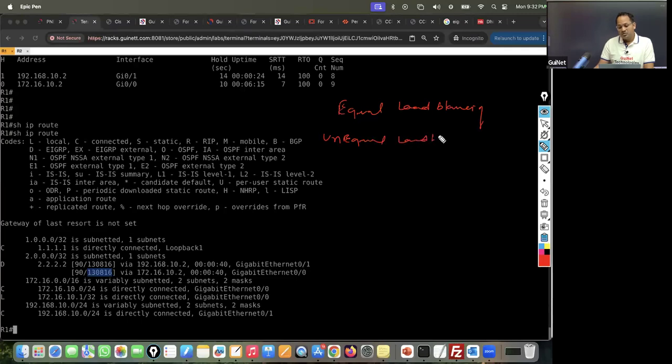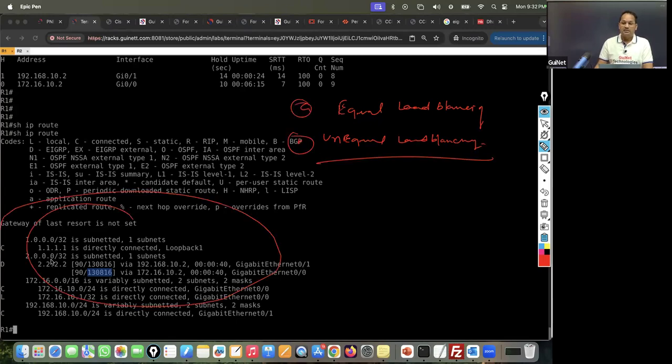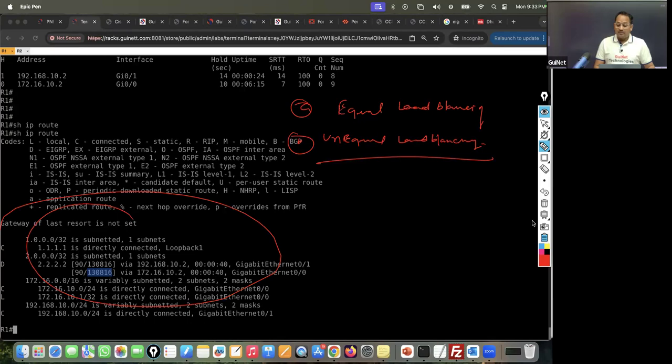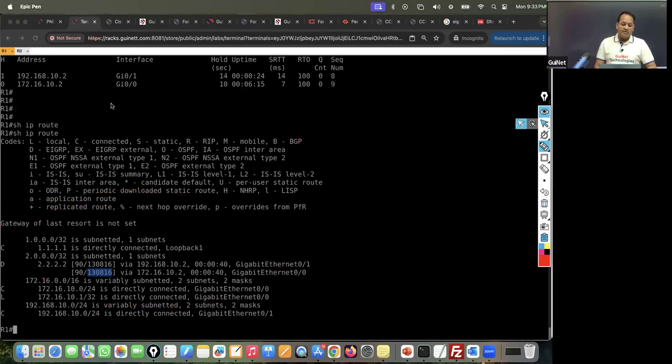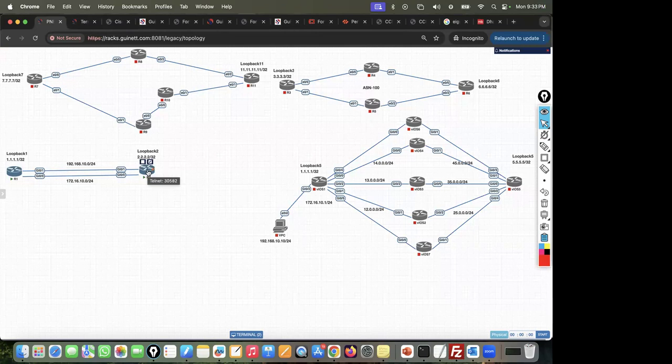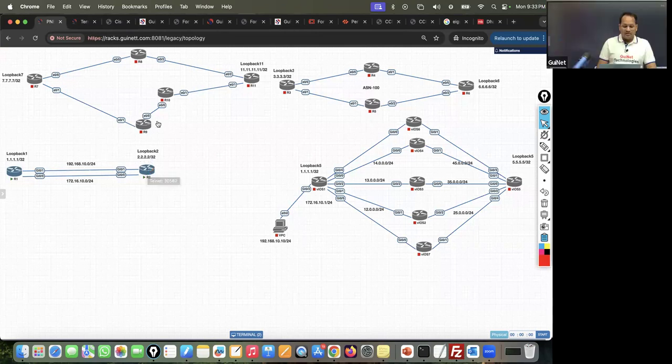So in this case, is it equal or unequal load balancing? What is the case you're finding here? Equal or unequal? Equal. Equal path cost. So what is going to happen? If I try to ping, will this link send the packet, or this one, or both? Both. One packet will go from one link and the next will go from the second. How can we verify?